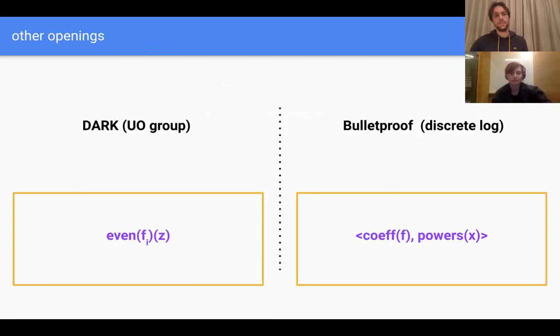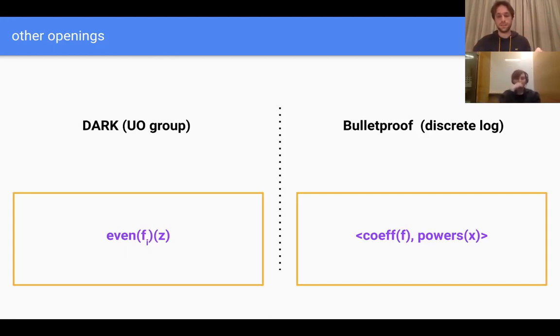Okay, so now I need to tell you how you do the actual openings for the other two schemes, for DARKs and Bulletproofs. We have the low degree test, but we want to go a bit further than that. The way it works for DARKs is that it's basically in line with the logarithmic number of rounds.